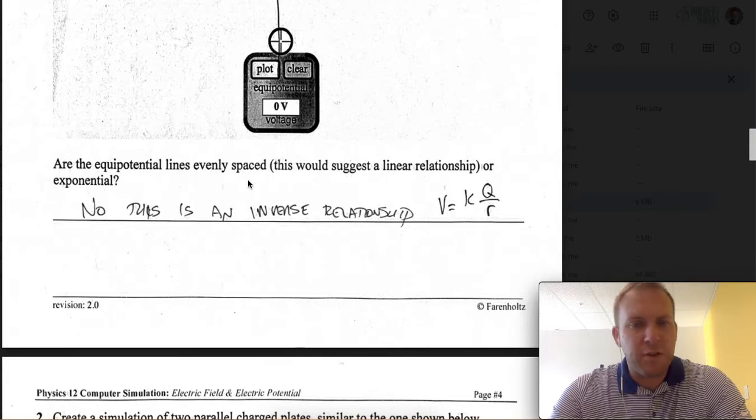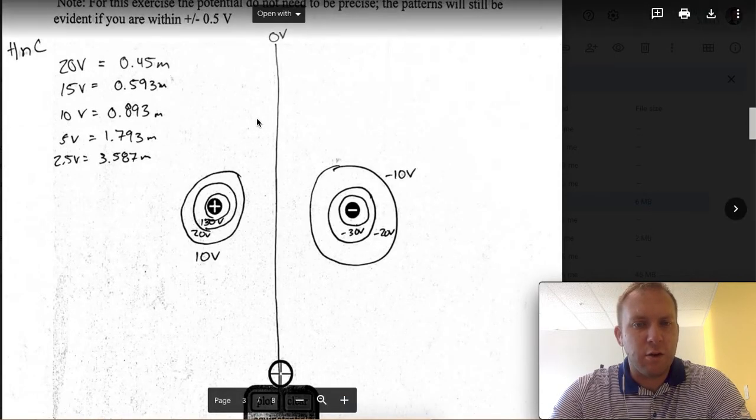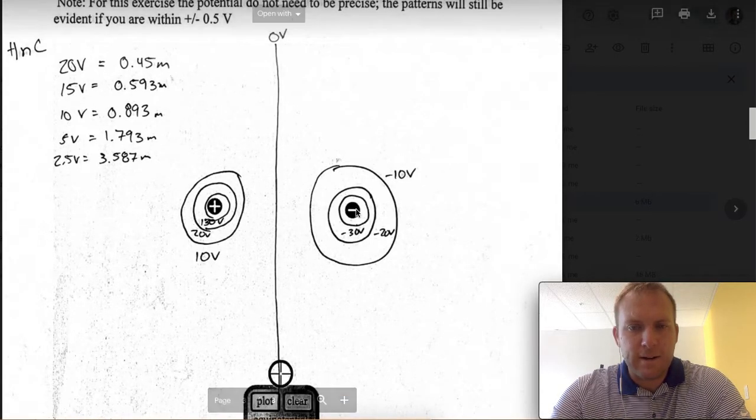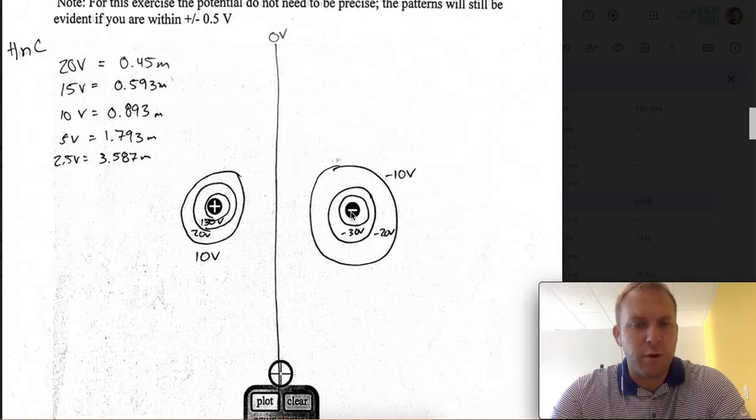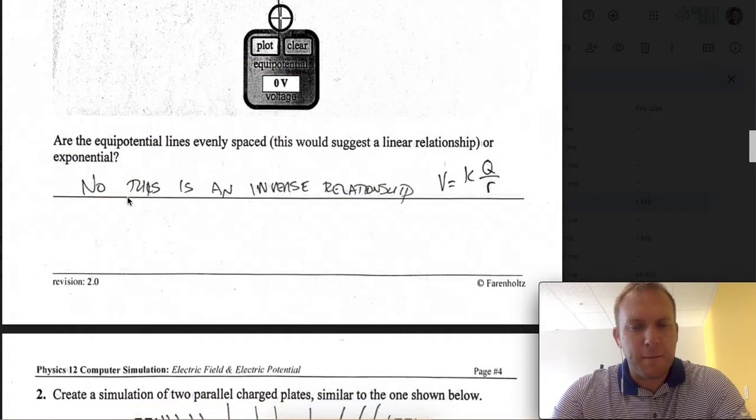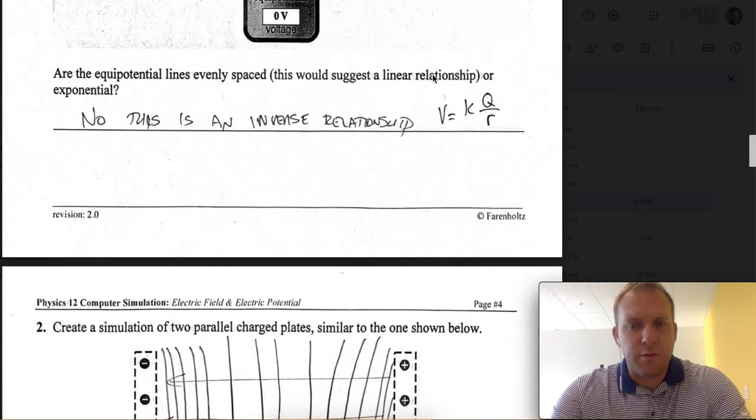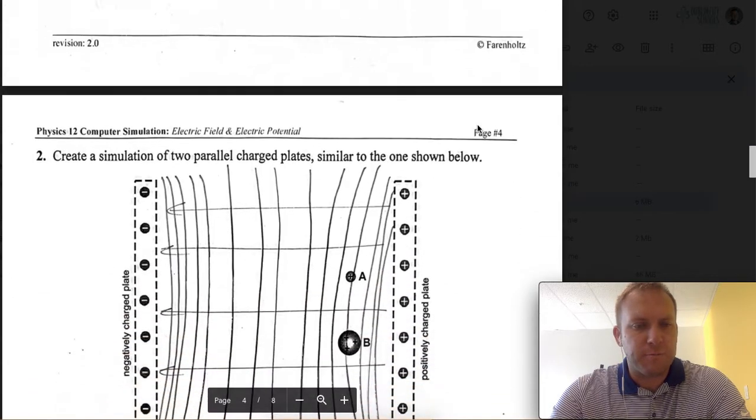Are equal potential lines evenly spaced? No, they are not. As they get closer to our charge, they actually get closer together. As we get further apart, they actually spread out substantially more. Here's kind of the difference of distance listed right here. So again, we're proving this equation, V equals KQ over R, and that it is this inverse relationship.